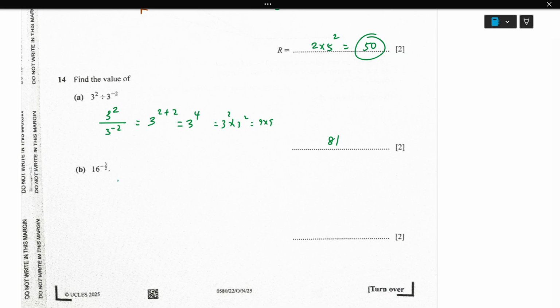Next one, 16 power minus 3 by 2. So I'll write here 1 by 16 power 3 by 2. I'll make the power positive. Then 1 by, the power 1 by 2 is the square root of 16, whole power 3. So the answer is 1 by 4 cube, so 1 by 64. So 1 over 64 is the correct answer.